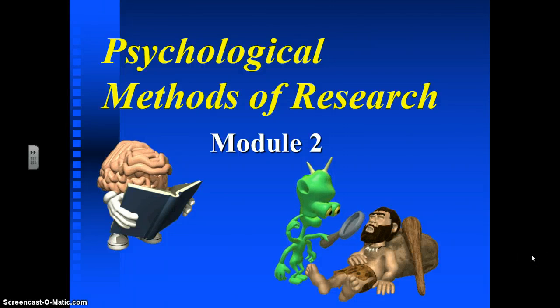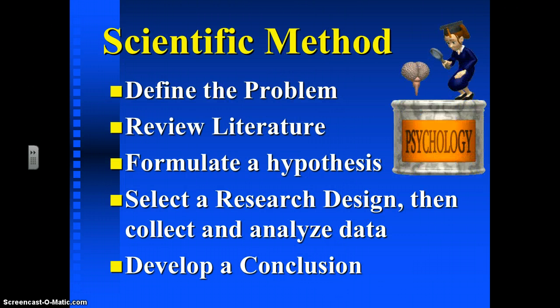We talked about how psychology is referred to as a science, and the reason for the distinction of being a science is because of the scientific methods of research that psychologists follow. So Module 2 talks about methods of research, and we're going to take a look at a few things here. First of all, let's review the scientific method.